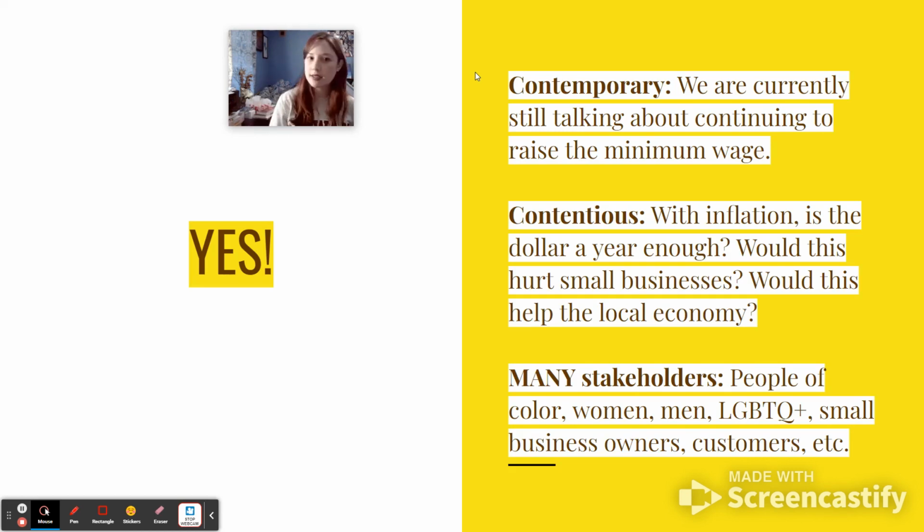And there are many stakeholders: people of color, women, men, LGBTQ plus communities, small business owners, customers, anyone that wants to buy anything. And then people who were affected by losing their jobs and going on unemployment. Having been a person that went on unemployment during this time, during COVID, and got that extra boost, it was amazing. It was like, oh my God, I can live. So then there's like different things like that.